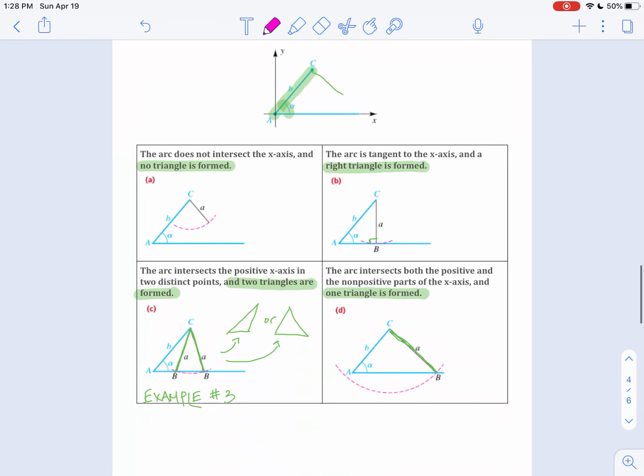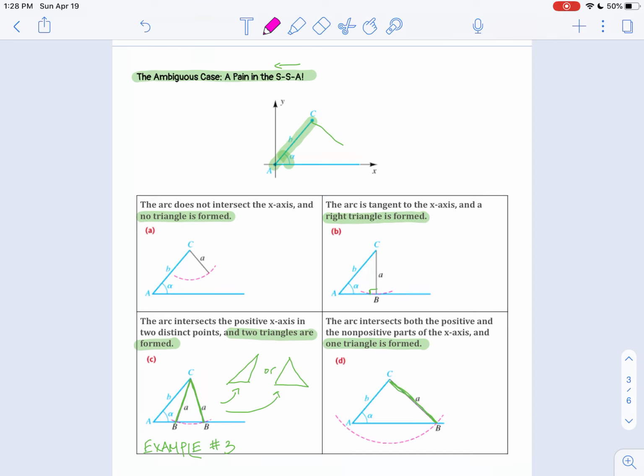So this ambiguous case, take a look at that, but when we come back in the third part of the video, we're going to take a look at a couple more examples where we have this pain in the SSA case, all right? And we'll talk about how we know if there's going to be one triangle, two triangles, or no triangles. So I'll see you back there.